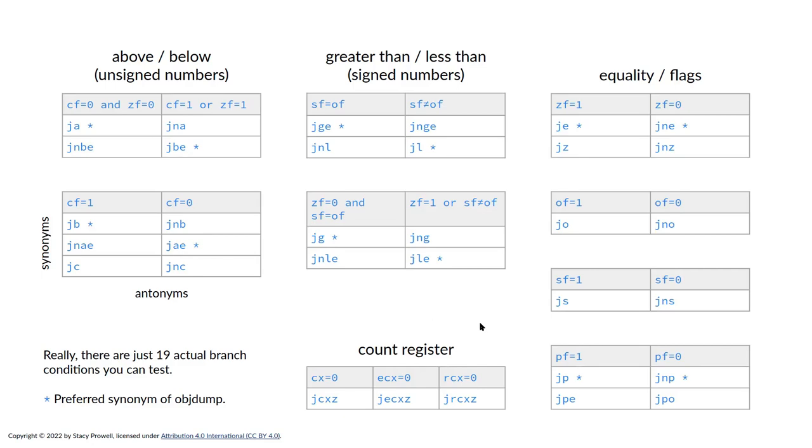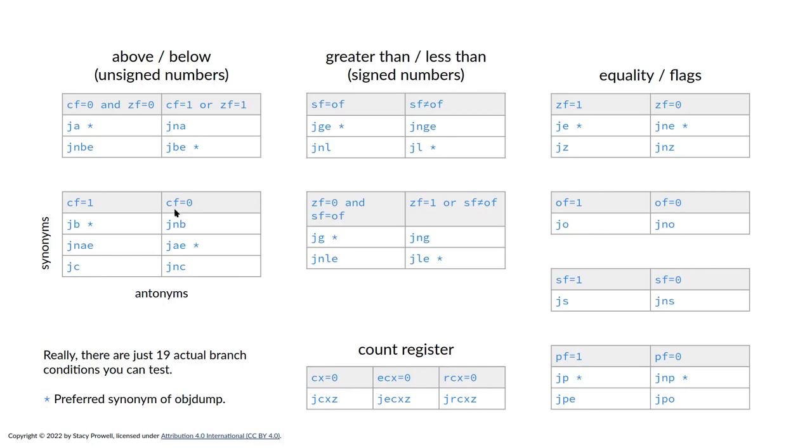All right. 19 actual branches. If it seems super complicated, take a deep breath, relax. Remember, above and below are for unsigned numbers. Greater than or less than are for signed numbers. And then there's equality. These guys down here deal with the overflow, sign, and parity flags, and you probably won't care about them very much. Right, you're just not going to care about these. You're probably not going to care about this.